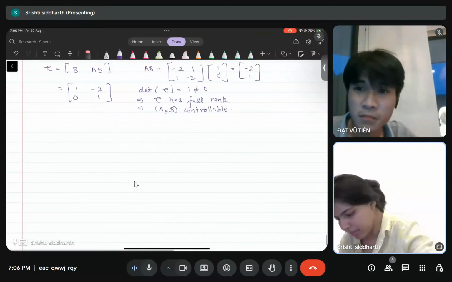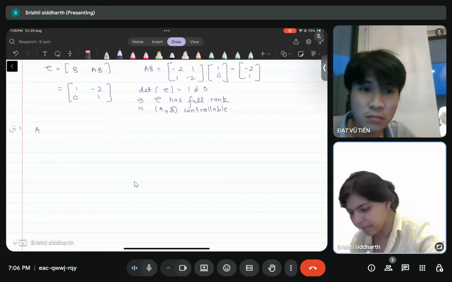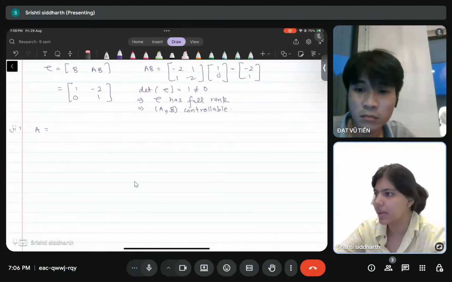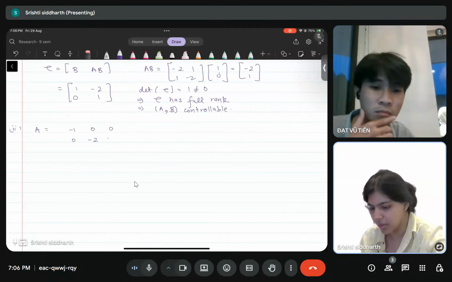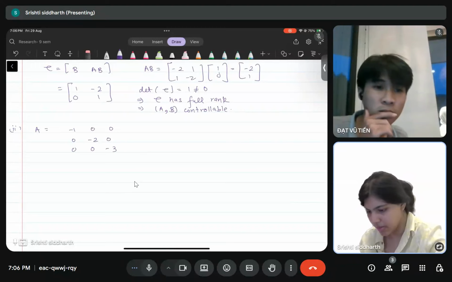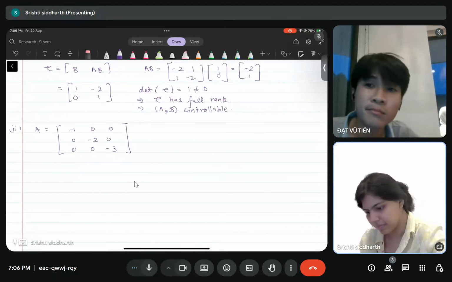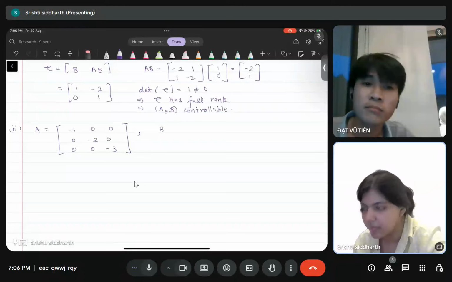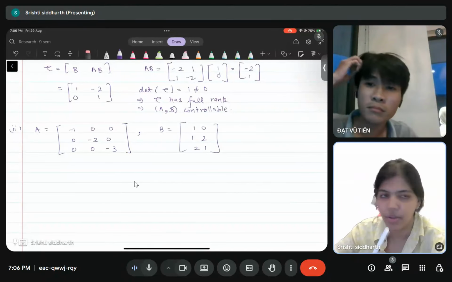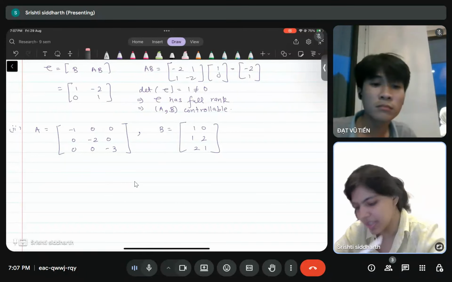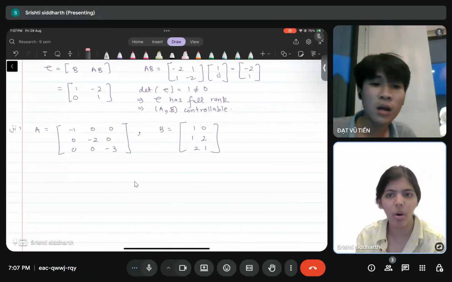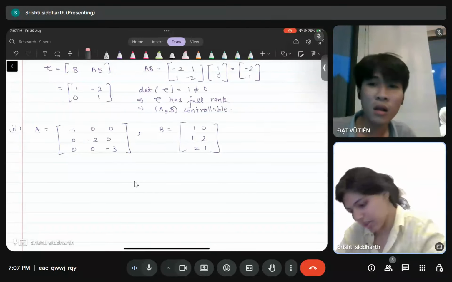Now, another example is this. This is a third order system. A is -1, 0, 0, 0, -2, 0, 0, 0, -3. B is 1, 2, 3. Alright, so now there are two methods. This is already in diagonal form. We can use the Gilbert's test because the eigenvalues are exactly these diagonal entries, or you can use the Kalman's test too.